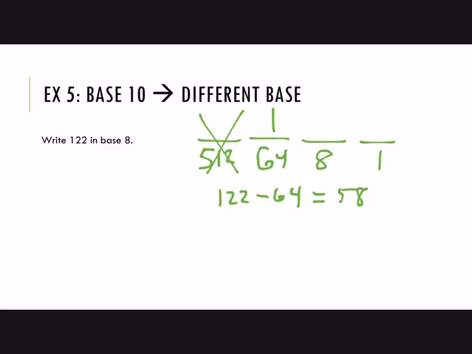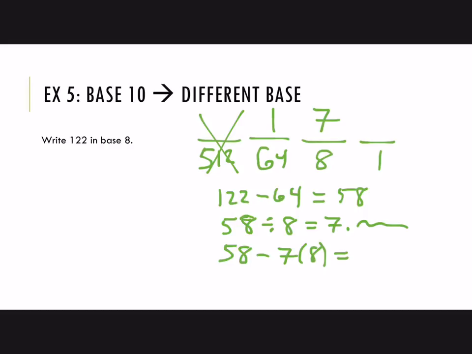Then how many groups of 8 are in 58? Okay, so again, using a calculator, you could do 58 divided by 8 to figure this out, and that's going to be 7 point some sort of a decimal remainder, so there are 7 groups of 8 in there. And then 58 minus 7 groups of 8, which is 56, gives 2 left over, and that's enough to make 2 ones. So this should be written 172 base 8.